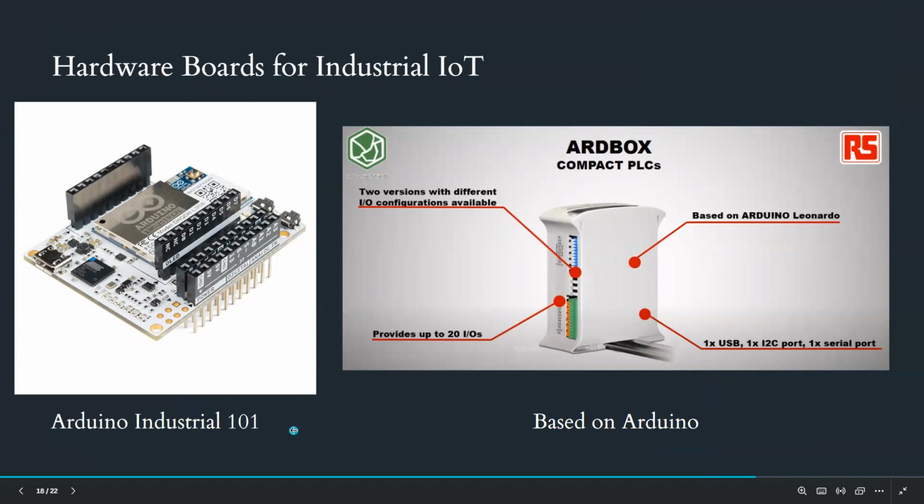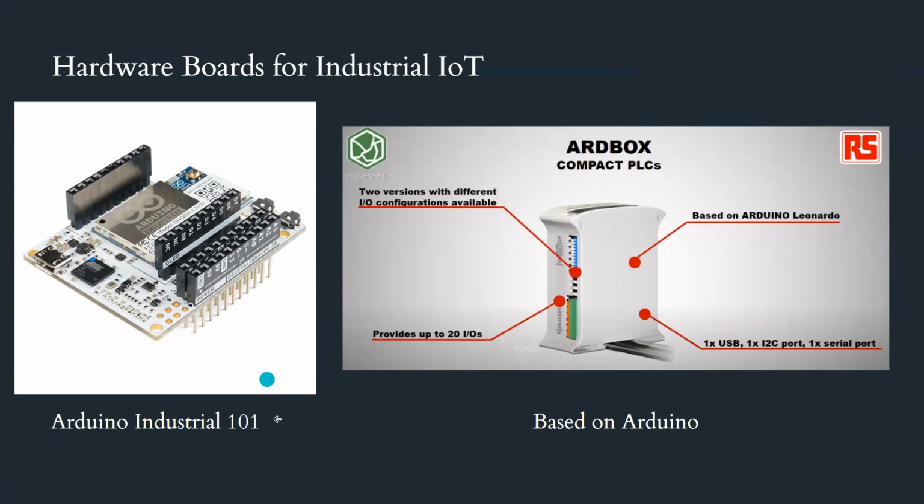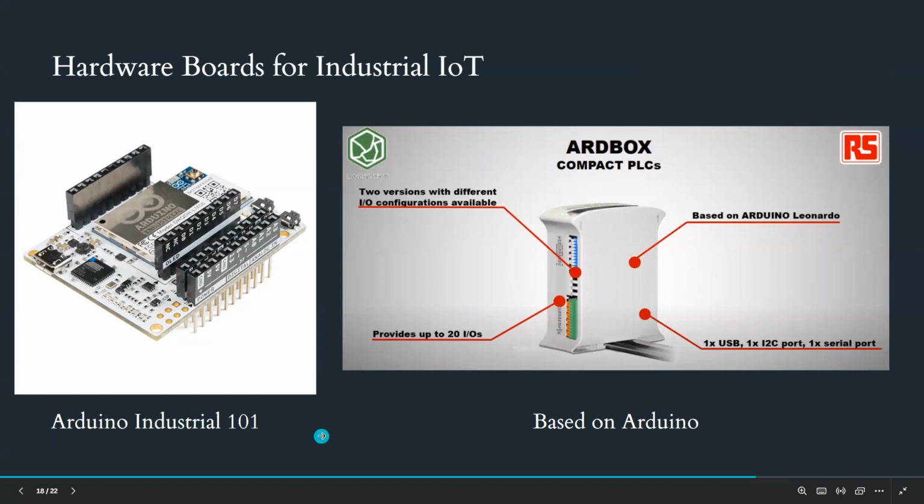Then we also have the microcontroller boards that are used for the industrial IoT. The Arduino also has an industrial version, and Arduino has enabled industries to integrate the Arduino board into their processes. This Arduino Industrial 1.1 is more durable and more robust than the common Arduino that we use for our basic programming.